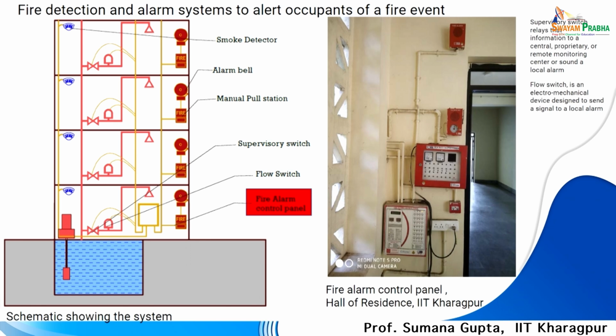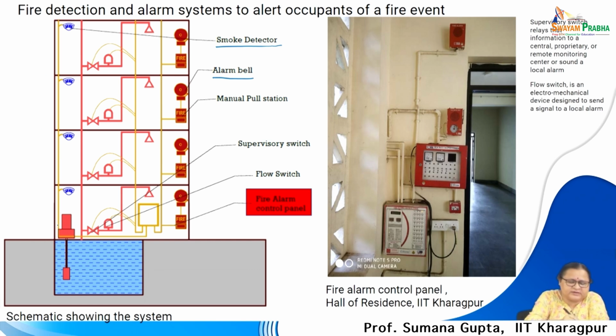Now, coming to how things will start: the detection and the alarm system to alert the occupants in case of a fire. You see this is a very schematic diagram, where you can see these are smoke detectors, because with every fire there is smoke, and smoke detectors can give you a clue that there is a fire. So, there should be some mechanism so that the alarm bell rings.